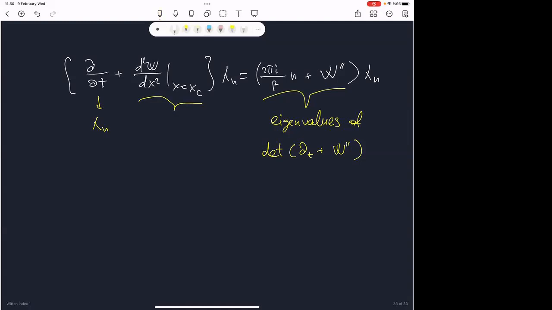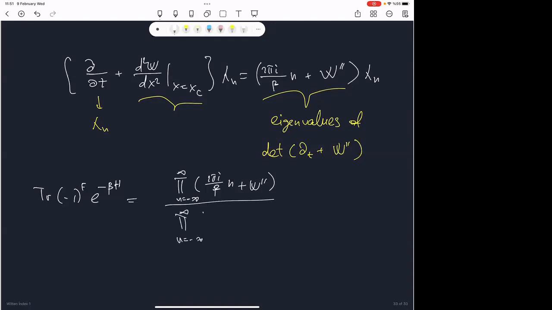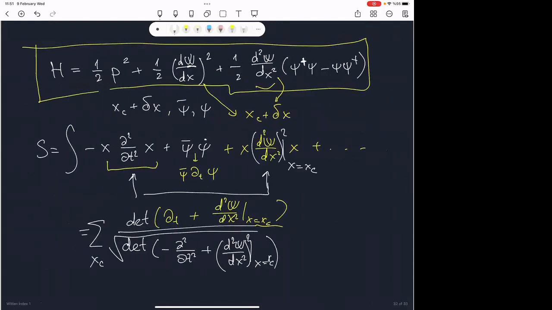So if you write that, what's the Witten index now? Trace of (-1)^F e^(-beta H). What we get from here is a product of 2 pi i over beta n plus W prime prime, with n running from minus infinity to plus infinity, and the other one also from minus infinity to plus infinity. The square of this is minus sine 2 pi i over beta n squared plus what was here, W prime prime squared.